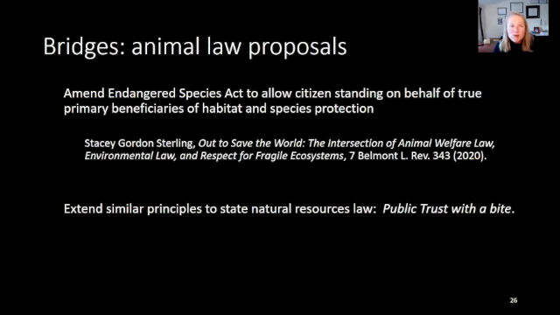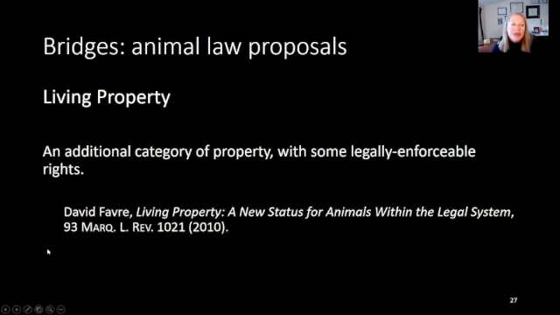Also, other proposals have suggested that if we amend the Endangered Species Act to allow citizen standing, give the real beneficiaries of the Endangered Species Act the right to be able to assert their rights, that's something that Stacey Gordon-Sterling had suggested. I suggest also that we apply those similar principles to state natural resources law, that is, make public trust law actually have some bite, some real meaning.